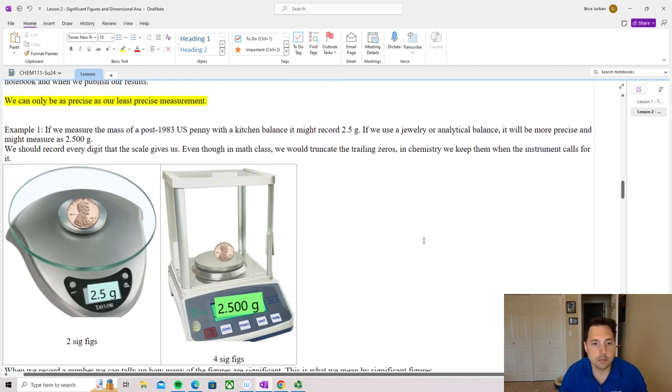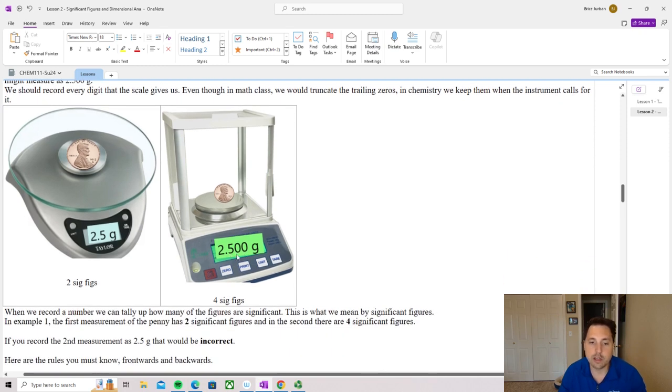So if I measure the mass of a post-1983 US penny, and it records as 2.5 grams with a kitchen balance, and then I use an analytical balance or a jewelry balance for more precision, we might see that the scale will read it as 2.500. The first instrument is precise out to 2 sig figs, and the second instrument is precise out to 4 sig figs. Whenever we record this number in our notebook, we have to record each digit the scale gives us.